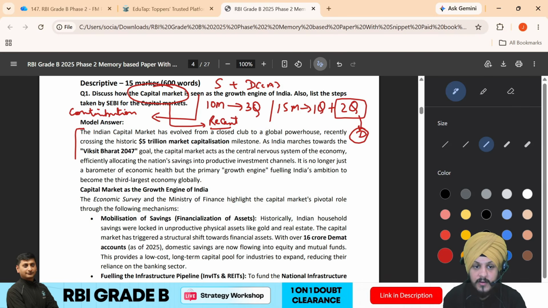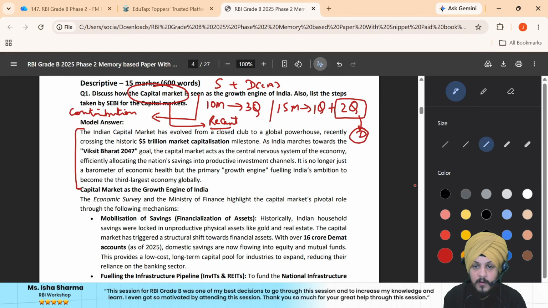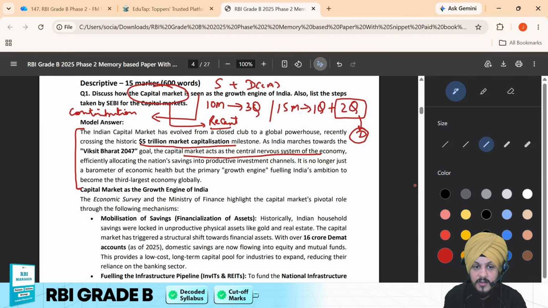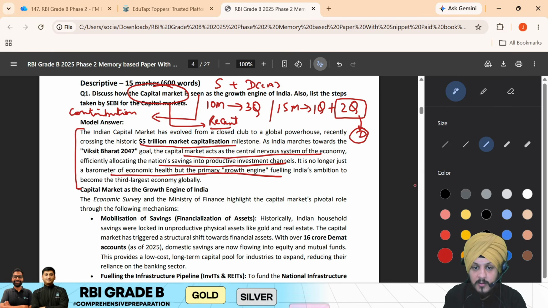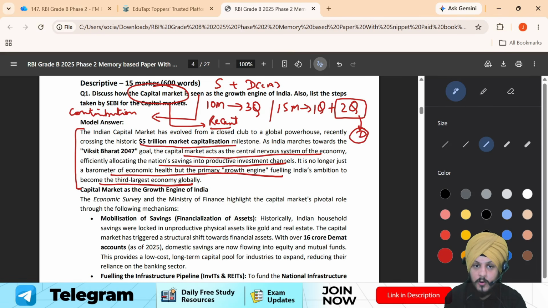So first of all, we can write the introduction: the Indian capital market has evolved from a closed hub to a global powerhouse, recently crossing the historic $5 trillion market capitalization milestone. As India marches towards the Viksit Bharat 2047 goal, the capital market acts as the central nervous system of the economy, efficiently allocating the nation's savings into productive investment channels. It is no longer just a barometer of economic health, but primarily the growth engine fueling India's ambition to become the third largest economy globally. Of course, you can write your own version of the introduction. This is just a model answer, but this is what we can write as a part of it.